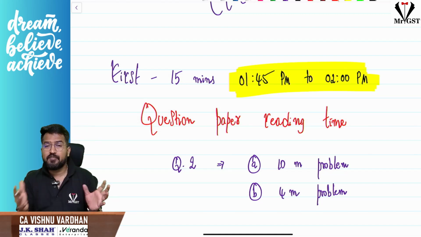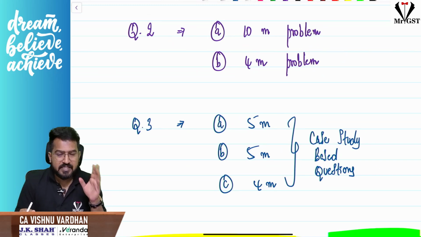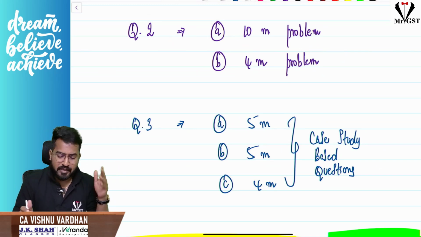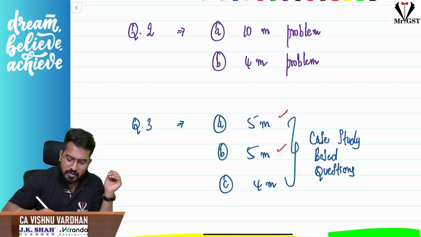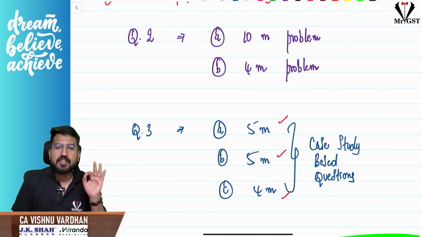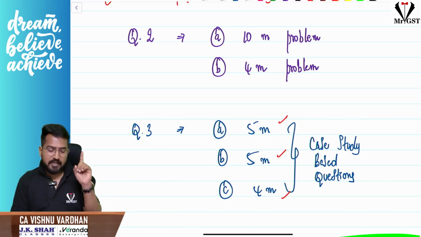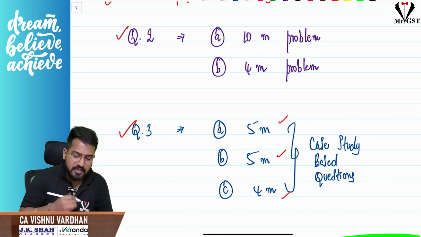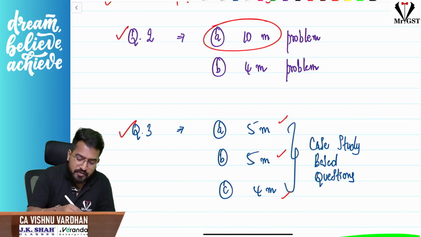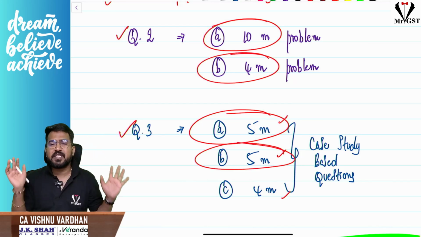Otherwise, if you are not comfortable with that question, check question number 3 at least. In question number 3, there will be a case study based question, 9 marks: 5 marks from GST and 4 marks from customs duty. So you select any one of these questions, and within that 15 minutes, mostly you should be solving it, either question number 2 or question number 3, or any combination of these.